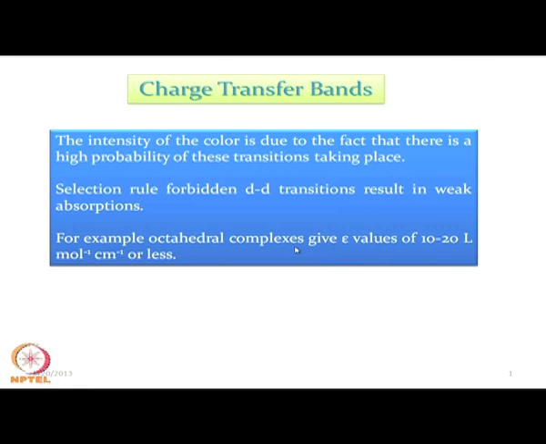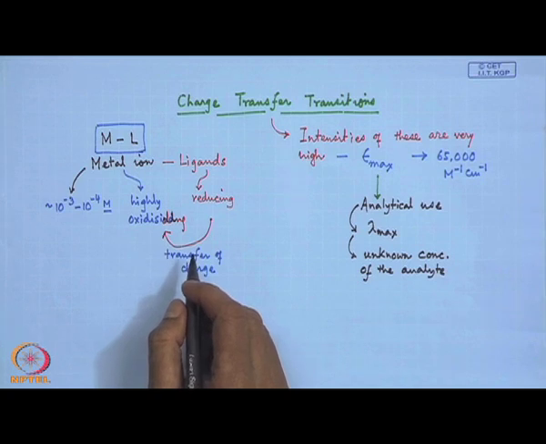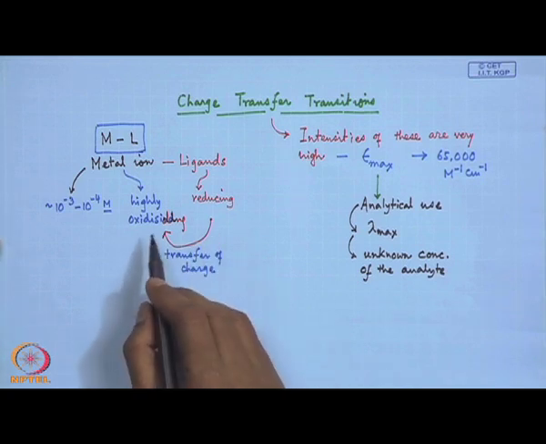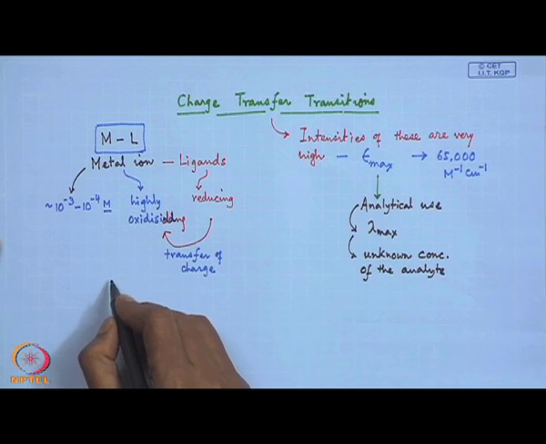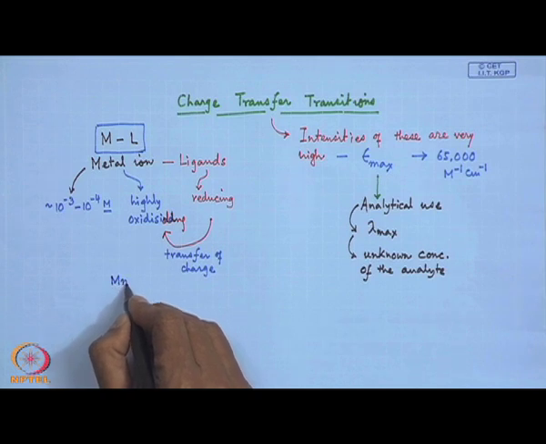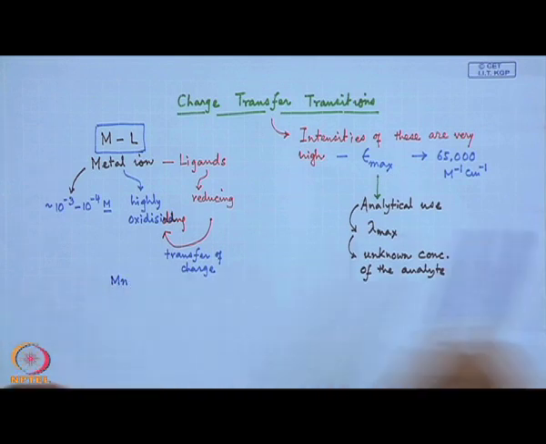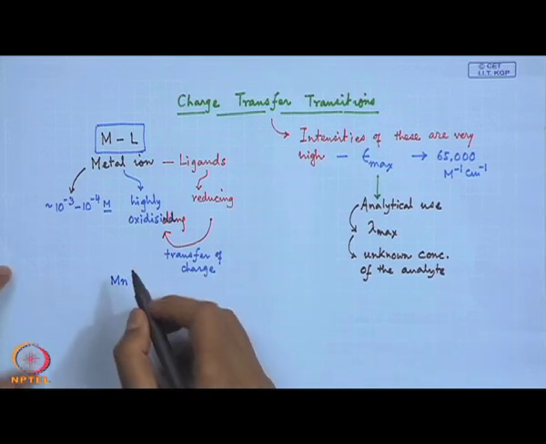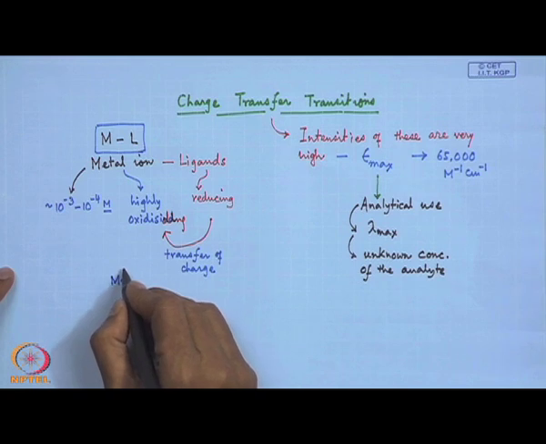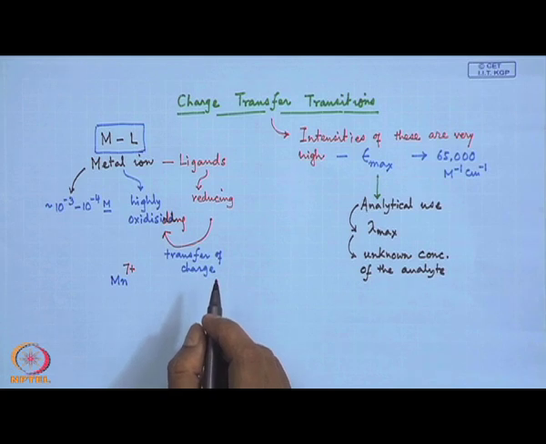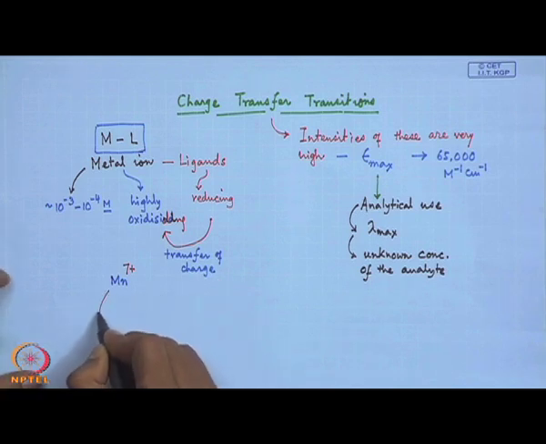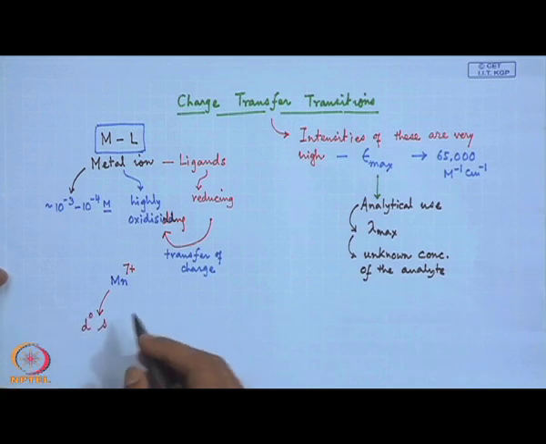So, in the first category, we see that the ligands are responsible for transferring the charge to the metal ion, and the metal is therefore in a highly oxidizing condition. For example, if we consider a manganese center, and this is highly oxidizing, that means the highest possible oxidation state for manganese, where there is no d electron present, which is a d0 system.